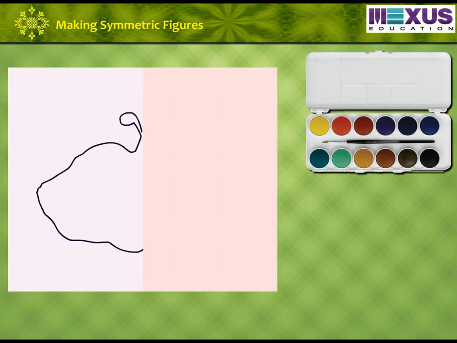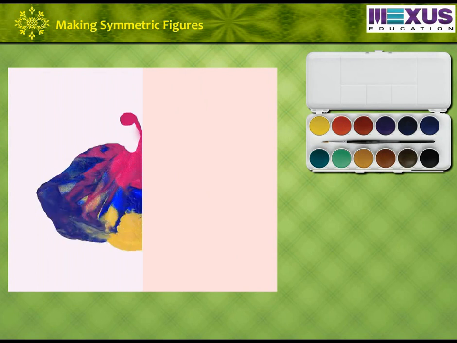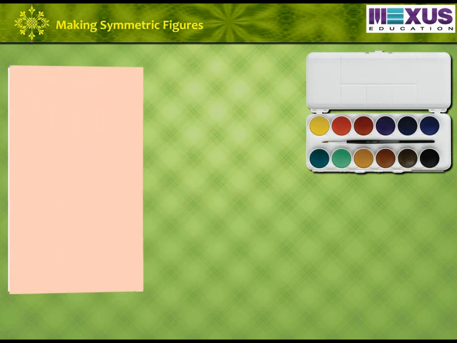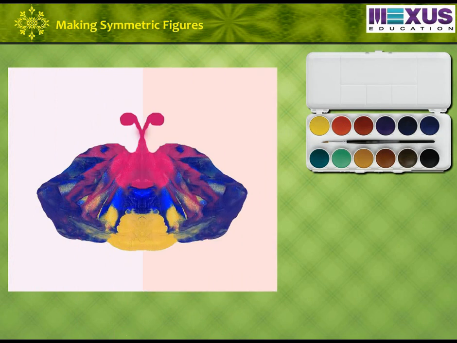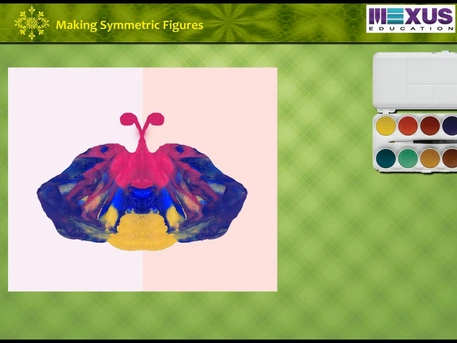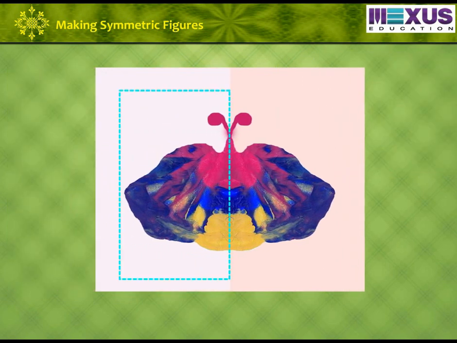Similarly, draw a butterfly using this method. For that, paint half of the butterfly on the one side of the fold of drawing paper. We'll use three different paint colors to make it look more beautiful. Now fold the paper, press it down and open it. Here is our butterfly painting ready. Isn't it beautiful? If we observe, we can see that both the halves are identical.